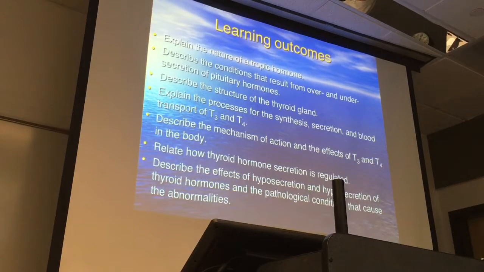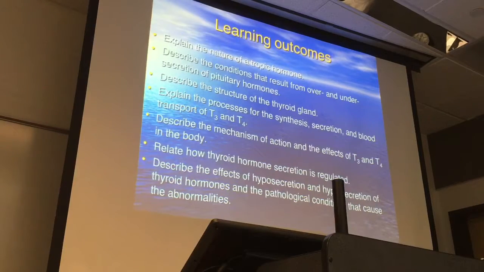Describe the conditions that result from over and under secretion of pituitary hormones. That is listed in tables in your book. Make sure you look over those. Describe the structure of the thyroid gland. Explain the processes for the synthesis, secretion, and blood transport of T3, T4. I'll cover that in detail.